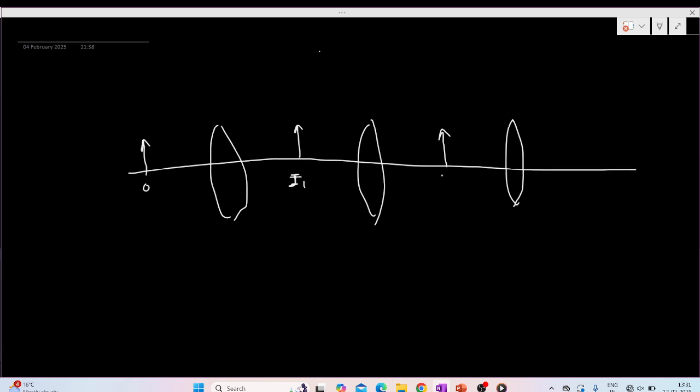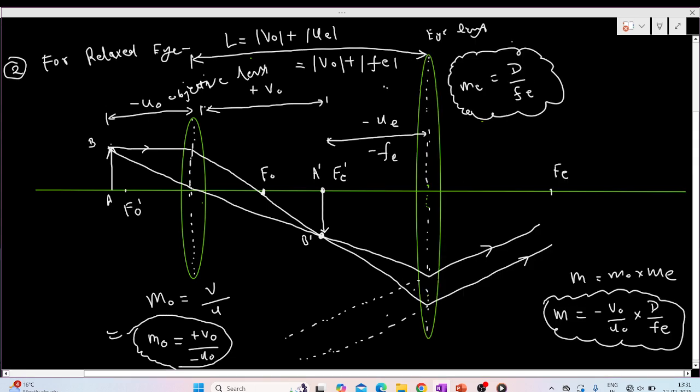Now let's say this is the second image made by the second lens, but this I2 is the object for the third lens. Keep in mind, the image for the second lens. So very important: the image made by the second lens works as the object for the third lens. In the same manner you can carry on. Okay, now let's say this is I3. So this is the image made by the third lens. Got it? So you have to keep in mind, the image of one lens could be the object for the next lens. So that concept we applied in the previous slide. Over there we have applied that concept. Okay, so that is the derivation for the relaxed eye case.